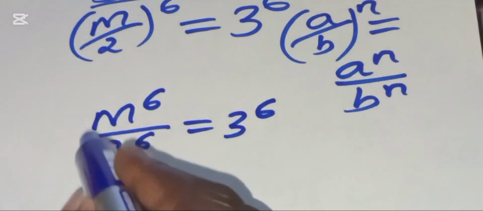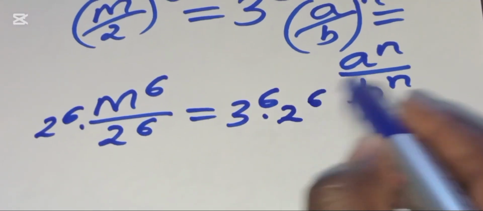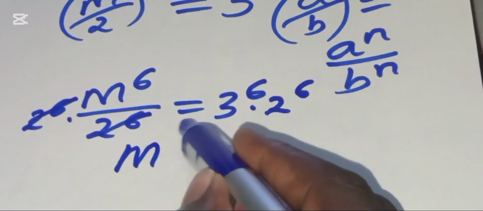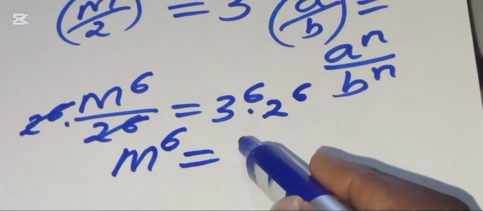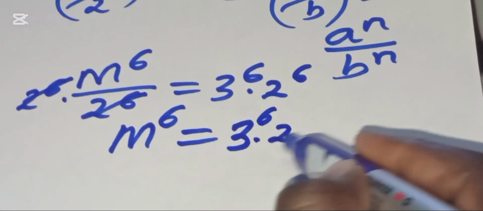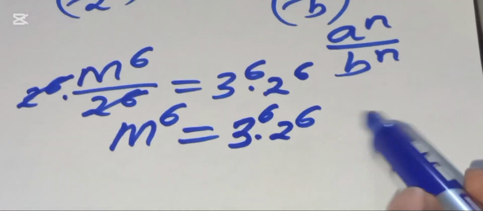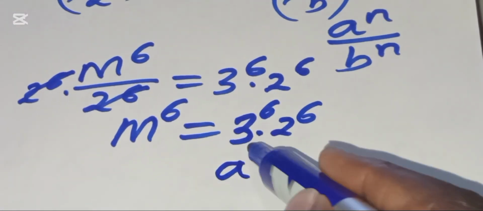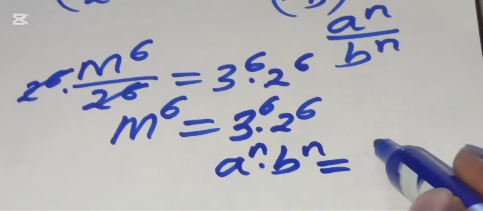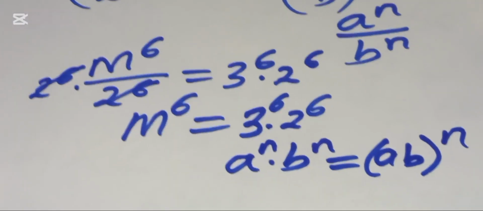Now we multiply both sides by 2 raised to power 6. If we simplify here, we'll have m raised to power 6 equal to 3 raised to power 6 multiplying by 2 raised to power 6. But as you can see, 3 raised to power 6 times 2 raised to power 6 is in the form of a raised to power n multiplying by b raised to power n, which you can express as a times b, all raised to power n.